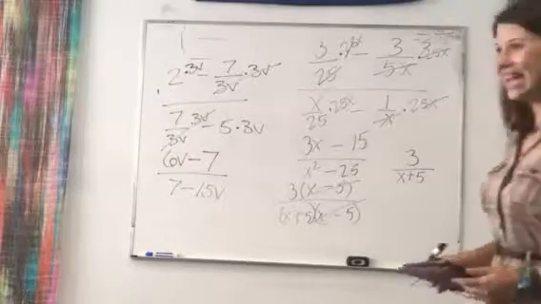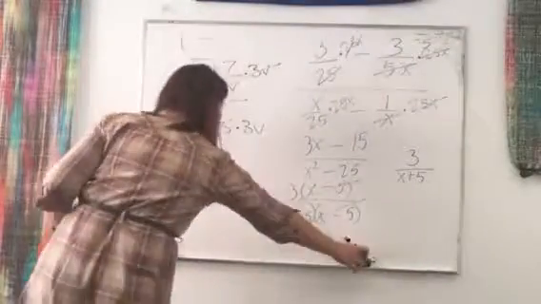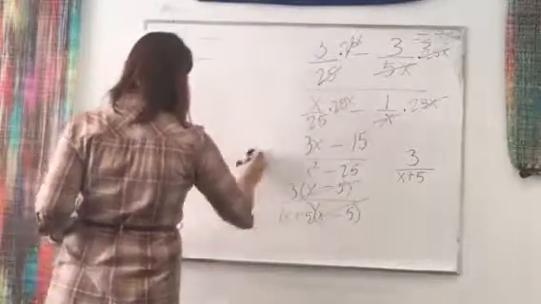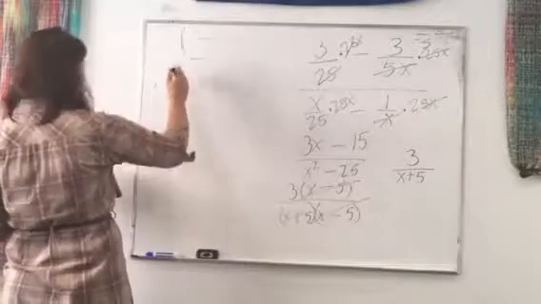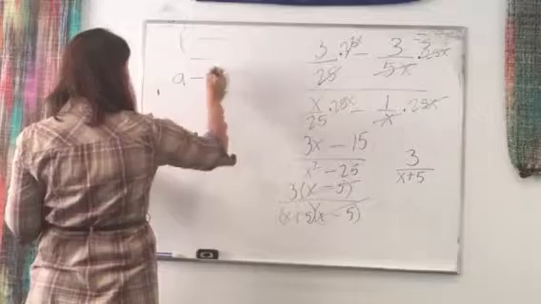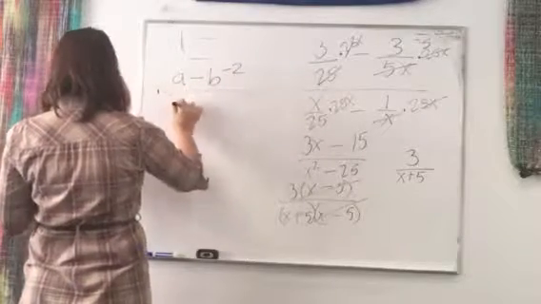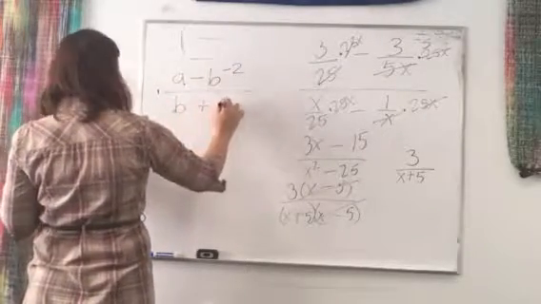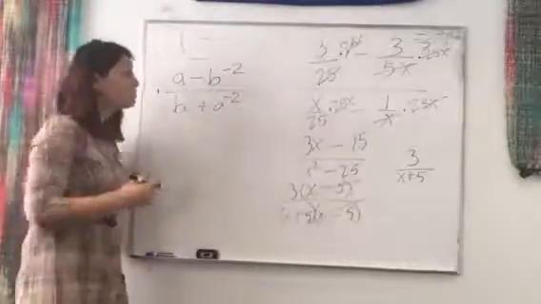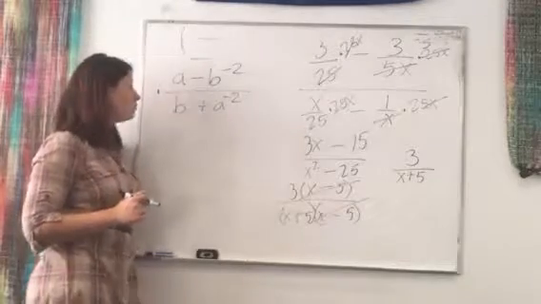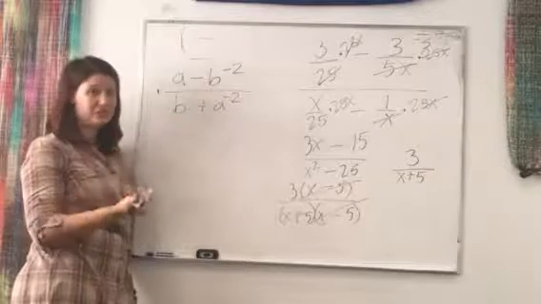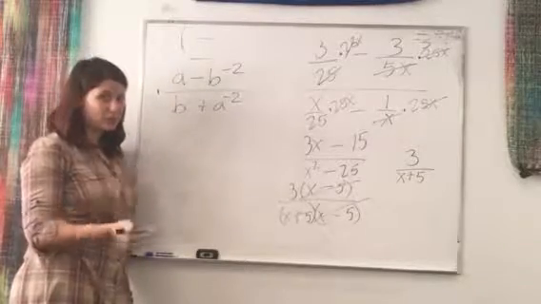So there's one last kind of type we can get with these problems, is if we start off with negative exponents. So if we have something like a minus b negative 2 over b plus a negative 2. Well, we should rewrite this first. So we don't want negative exponents. Basically our goal in this problem is to simplify with positive exponents only.